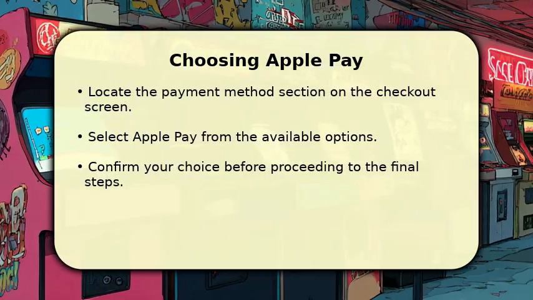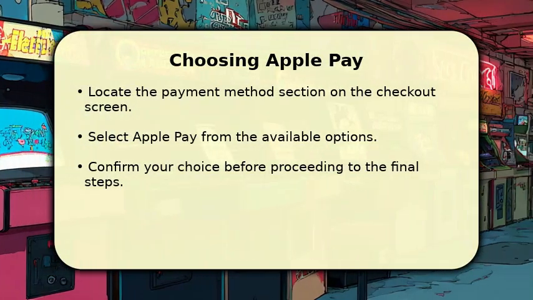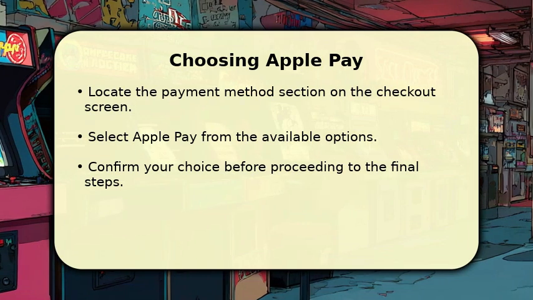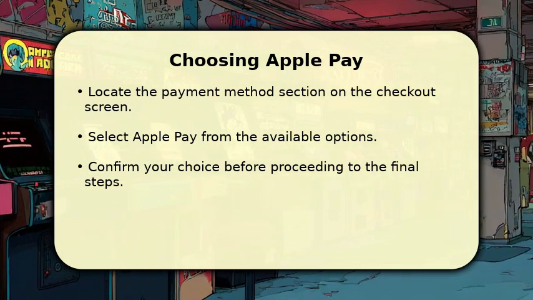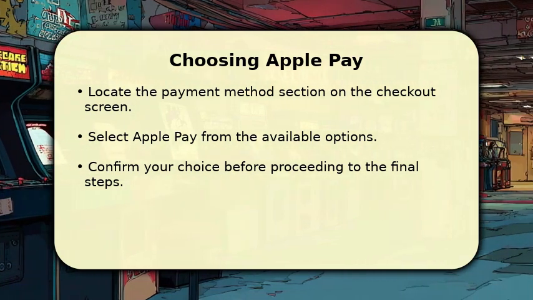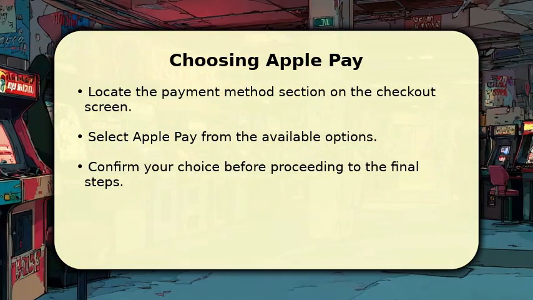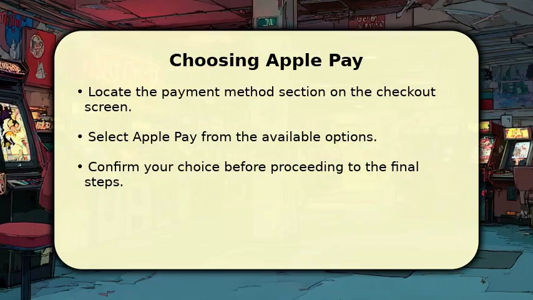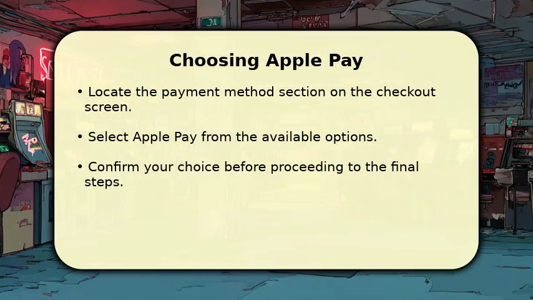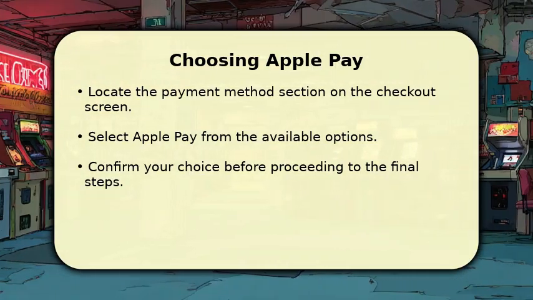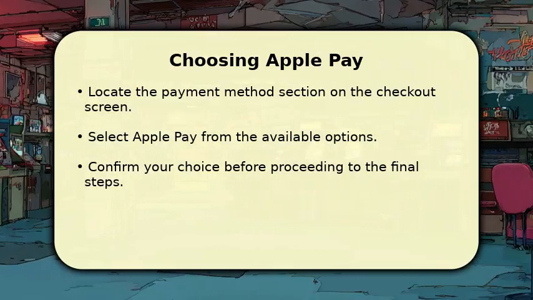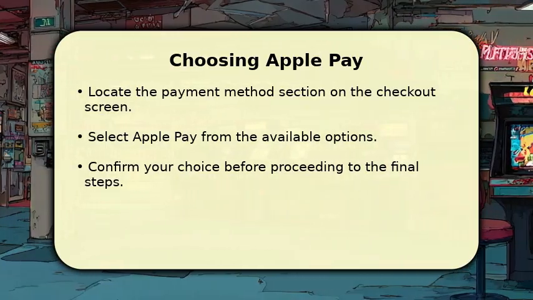On the checkout page, you will see various payment options listed. Carefully find and select the Apple Pay option. It is usually clearly labeled with the Apple Pay logo. Confirm that Apple Pay is your chosen method before moving forward. This step is crucial for ensuring your purchase is processed through your secure Apple account rather than another method. Make sure to double-check your selection.